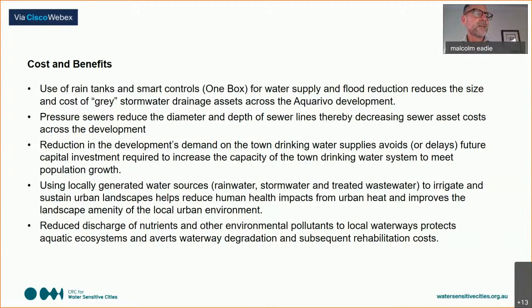And importantly, there's a reduction in the overall discharge of nutrients and other environmental pollutants from this kind of development with this kind of smart technology, which protects the values of those waterways, which Carolyn mentioned is so important to Melburnians, and averts high levels of degradation and high subsequent rehabilitation costs. So they're the costs and benefits. I haven't given you dollar numbers. I think what I've given you here is the narrative or the description around how to understand costs and benefits.